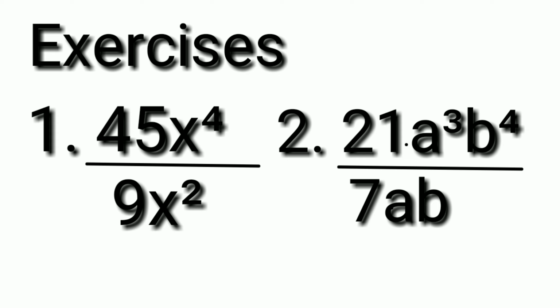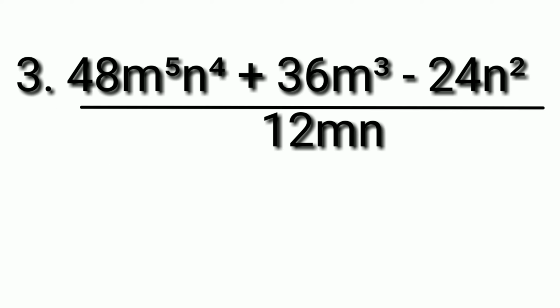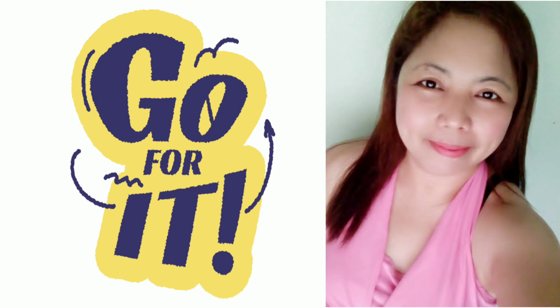So, we have 45x to the 4th divided by 9x squared. Number 2, we have 21a cubed b to the 4th divided by 7ab. And then number 3, 48m to the 5th n to the 4th plus 36m cubed minus 24n squared divided by 12mn. Okay, so kung nakinig kayo sa explanations ko kanina, kayang-kaya niyong sagutan yung mga exercises natin. Okay, so I will give you enough time to answer.